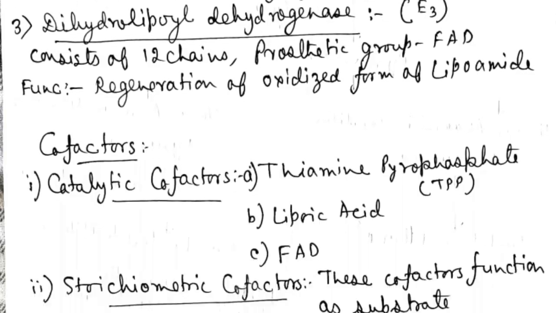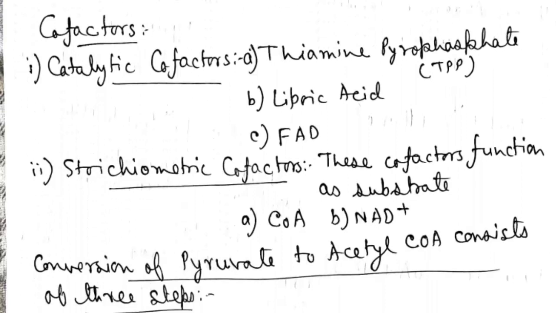Now what are the cofactors? Cofactors we can divide into two parts. One is catalytic cofactors. These are thiamine pyrophosphate, lipoic acid and FAD. Another one is stoichiometric cofactors. What does it mean? It means that these cofactors actually function as substrates of this enzyme complex. One is coenzyme A and another one is NAD+.